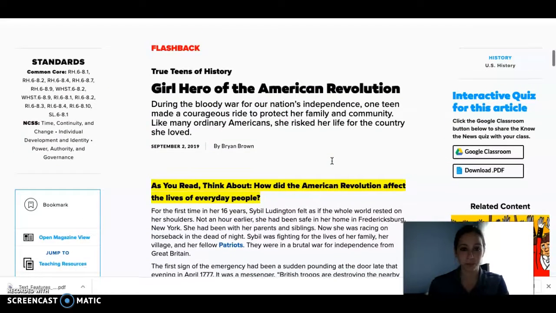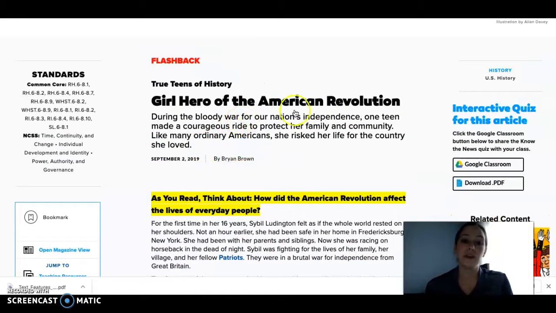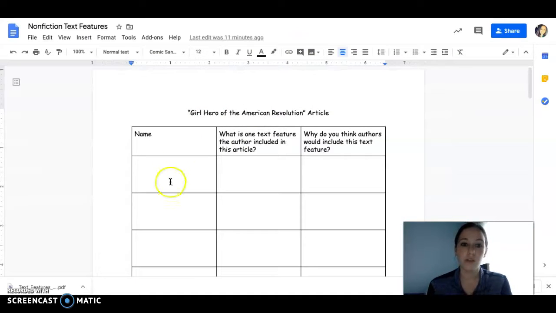So for example, I start reading Girl Hero of the American Revolution. During the bloody war for our nation's independence, one teen made a courageous ride to protect her family and community. Like many ordinary Americans, she risked her life for the country she loved. So I'm actually going to stop there. Something that this writer included was an introduction. I didn't see that on my text feature page, but this seems like something that I've seen in other books. So I'm going to go to my note page.